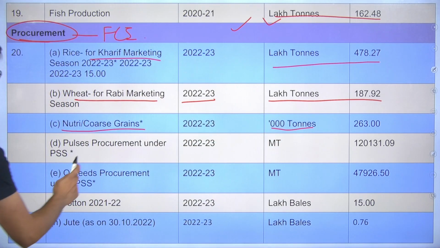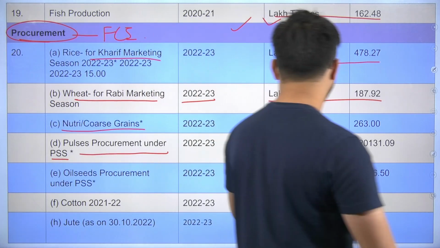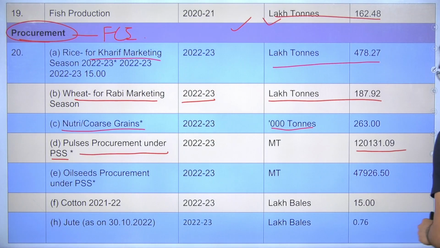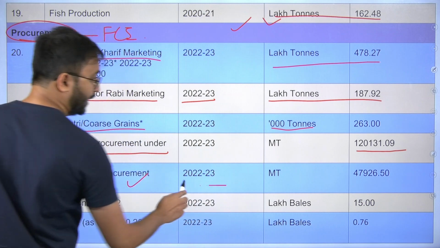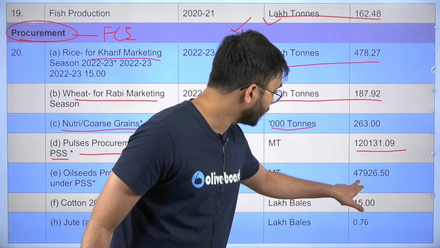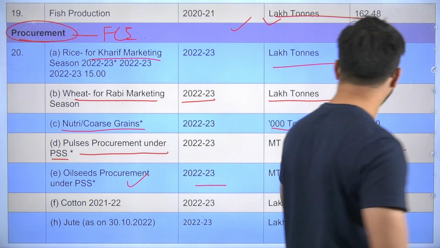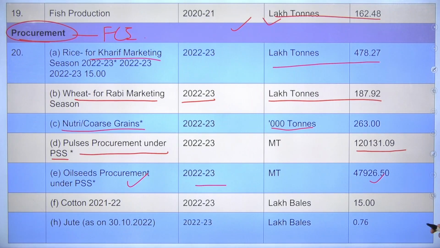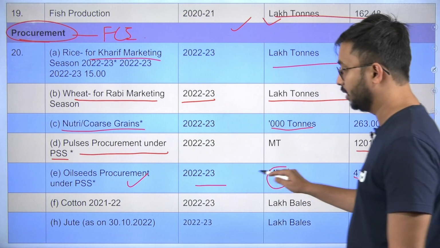Then pulses procurement under the procurement scheme is 1,20,131.09 million tons. Oilseed procurement, if you see, is 47,926.50. Sorry, I apologize. It's 47,926 million tons.